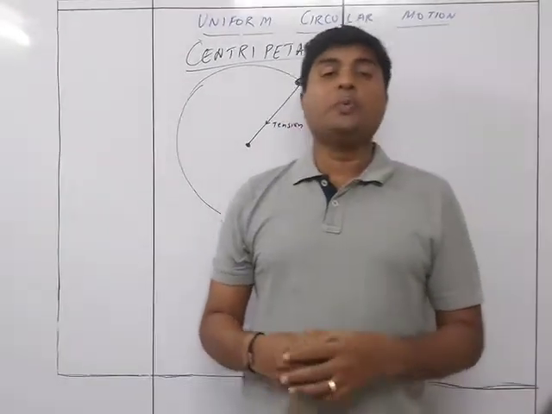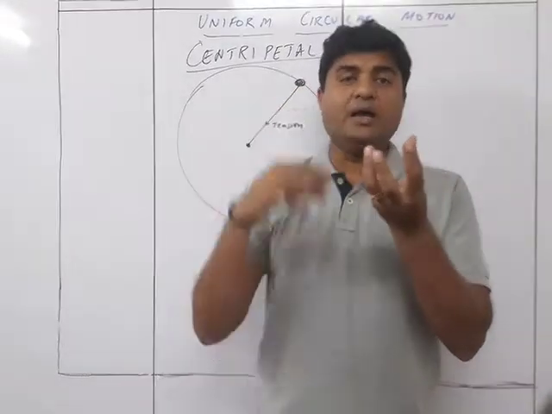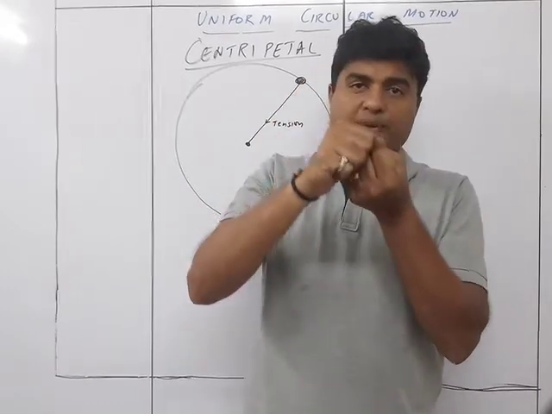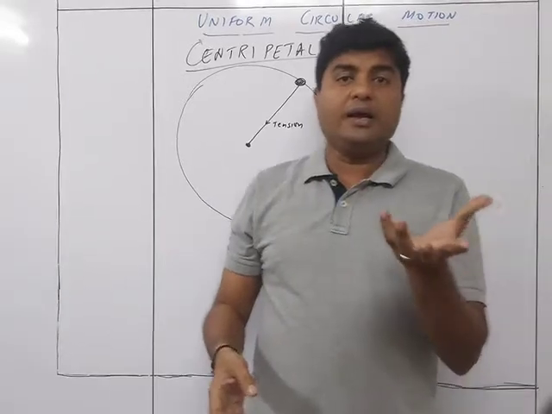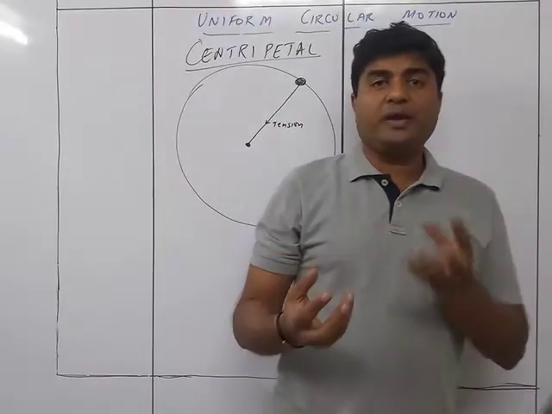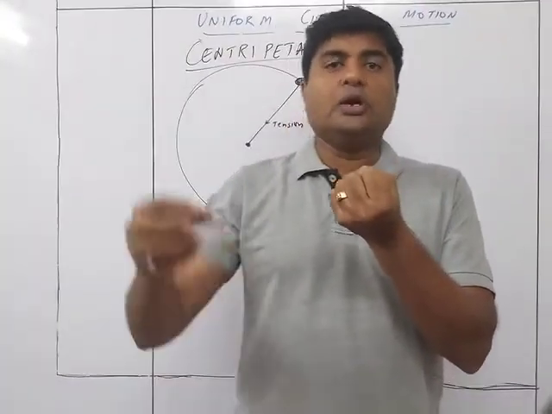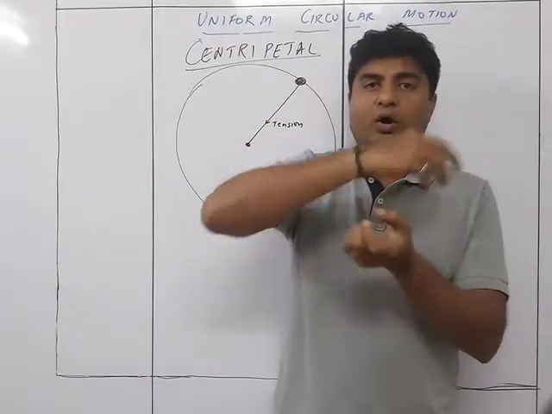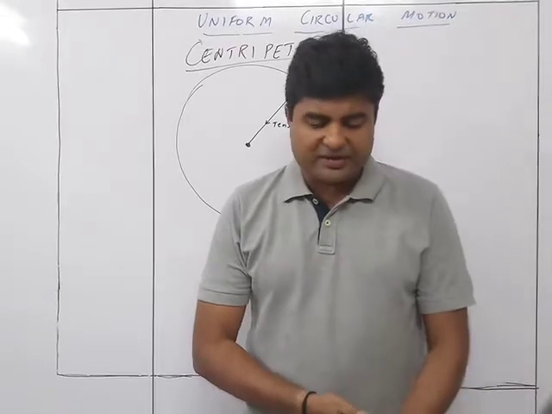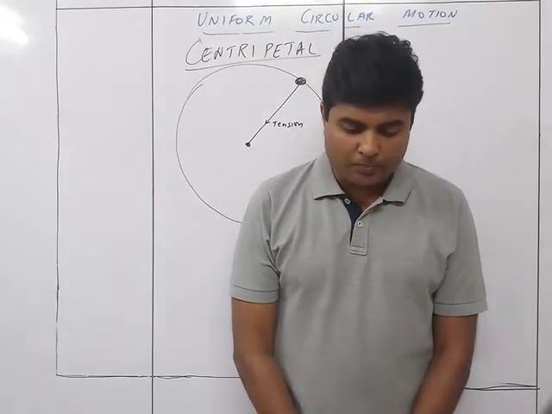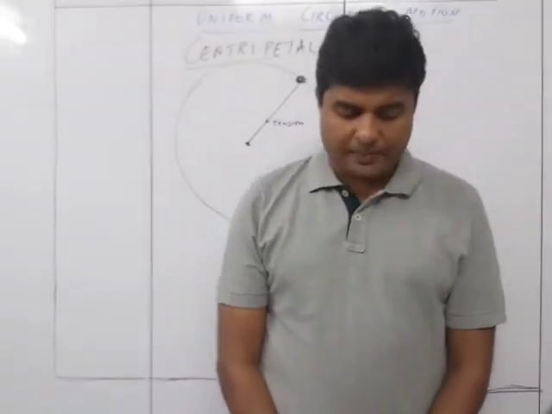The second one could be the planets moving around the sun. The sun provides the centripetal force such that it is holding the planets in position. Similarly, between the moon and the earth, the earth has that centripetal force due to which the moon remains orbiting around us. It is the gravitational force of attraction on the moon by the earth that provides the centripetal force.